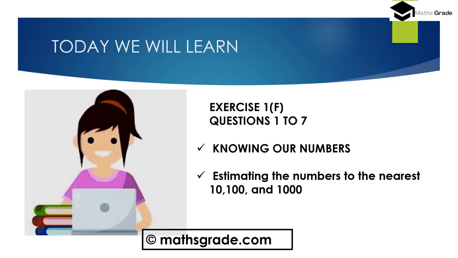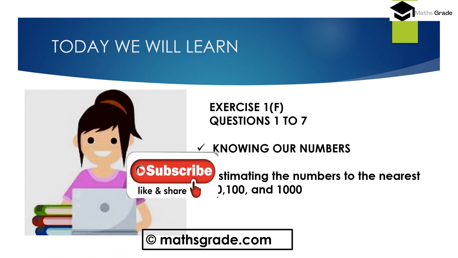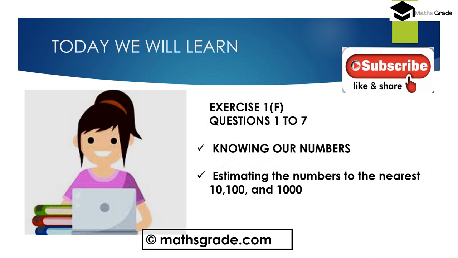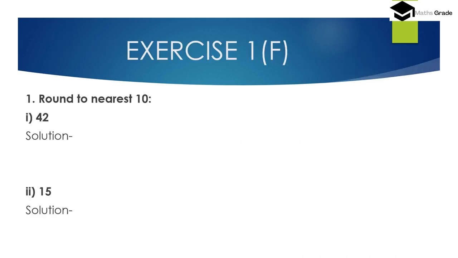Today we will learn and solve exercise 1F, questions 1 to 7 of chapter 1. Chapter name is Knowing Our Numbers and topic is estimating the numbers to the nearest 10, 100 and 1000. Let's solve some questions. Now we will solve question number 1, round to the nearest 10.